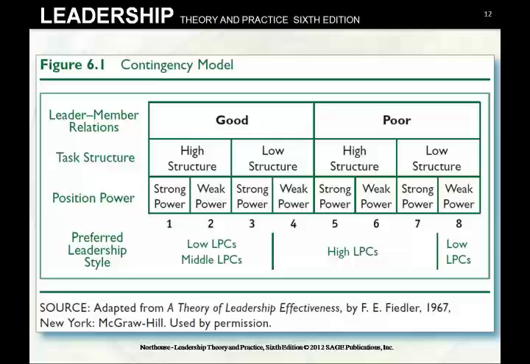So here is the matrix. We've talked about leader-member relations, task structure, and position power on the left, the things we just talked about. And then on the bottom of this are the leadership styles. Remember, low LPC is task-oriented, and high LPC is relationship-oriented.